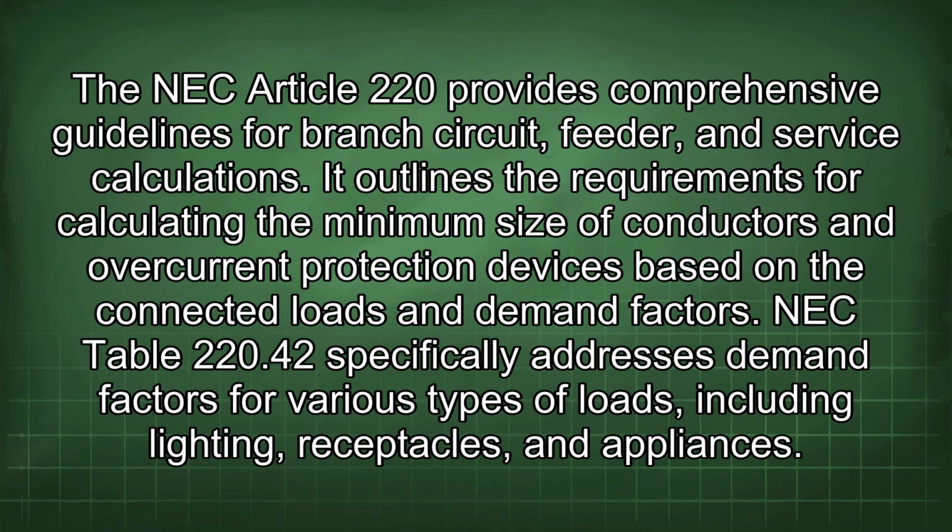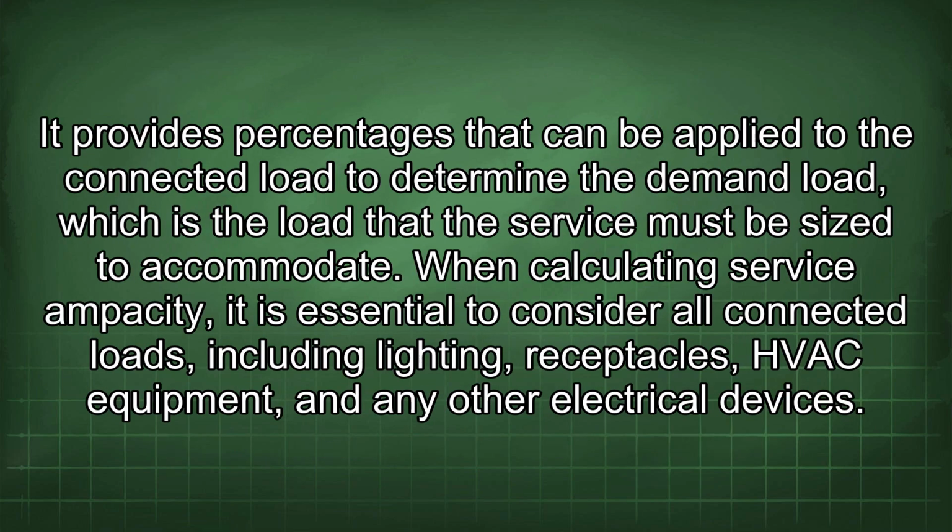The NEC Article 220 provides comprehensive guidelines for branch circuit, feeder, and service calculations. It outlines the requirements for calculating the minimum size of conductors and overcurrent protection devices based on the connected loads and demand factors. NEC Table 220.42 specifically addresses demand factors for various types of loads, including lighting, receptacles, and appliances. It provides percentages that can be applied to the connected load to determine the demand load, which is the load that the service must be sized to accommodate.